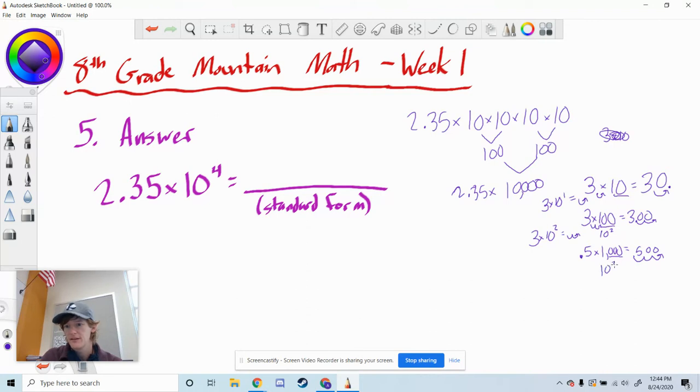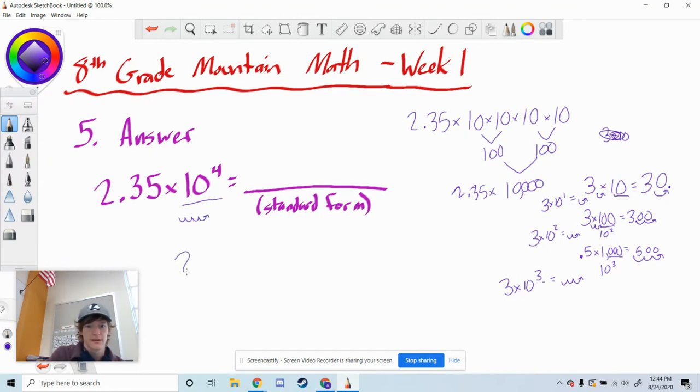1,000 is 10 to the 3rd power. So 3 times 10 to the 3rd. We move our decimal 3 times for 3rd power. This one here is times 10 to the 4th. So we're going to move our decimal point 1, 2, 3, 4 times to the right.